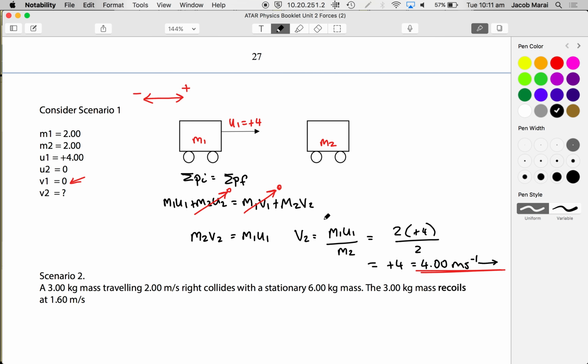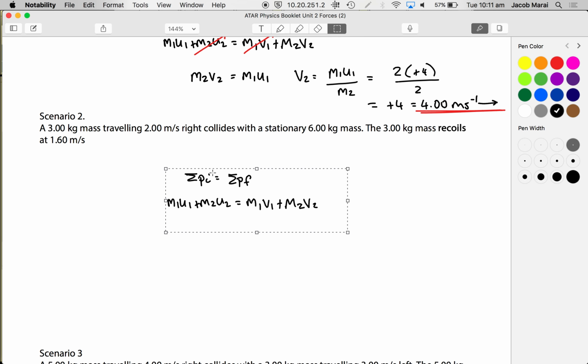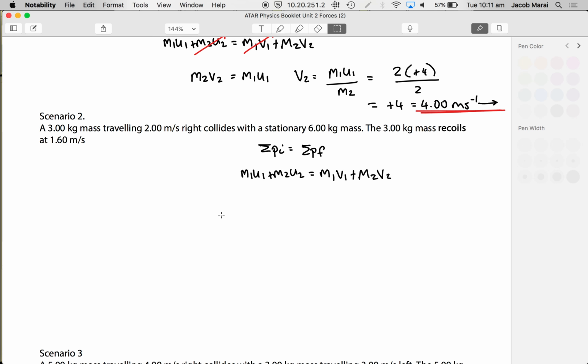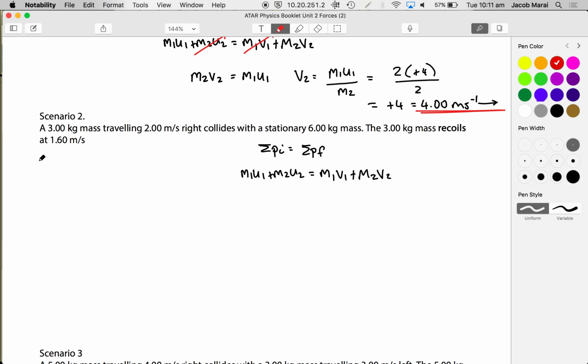All right. Now, gentlemen, before we start, let's assign our conventions. So, a 3 kilogram mass, M1 equals 3. It's traveling initially plus 2. It collides with M2, that's 6 kilos, which is initially stationary. The 3 kilo mass recoils. That means backwards. So V1 is then negative 1.6. And then the question is, well, I didn't state the question, but what is V2?